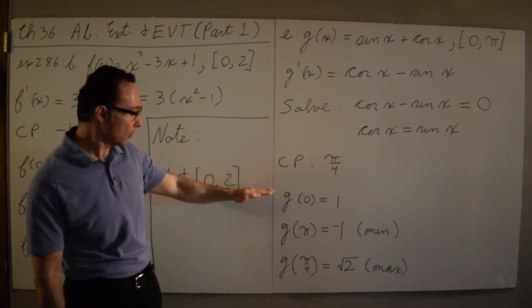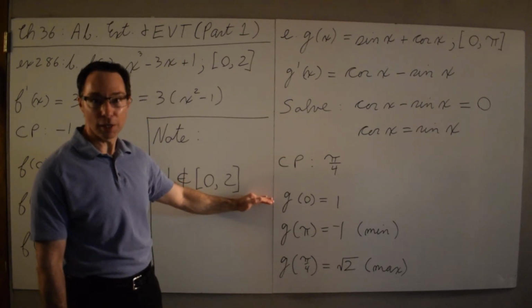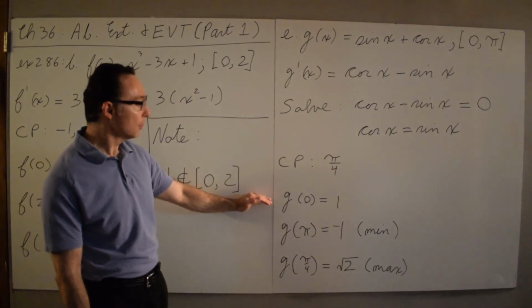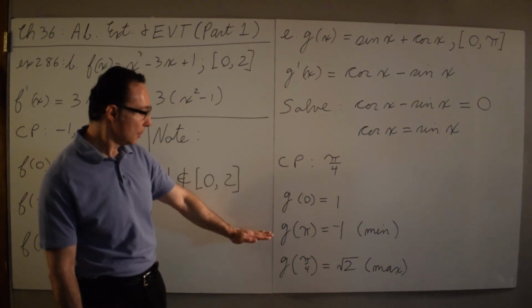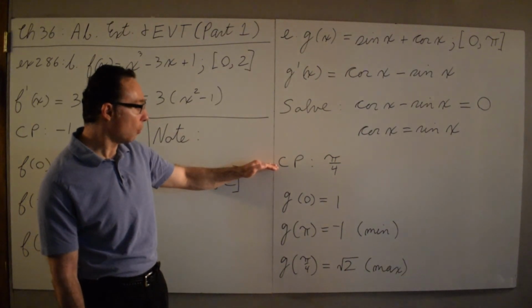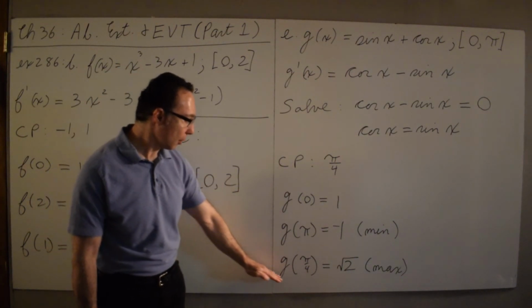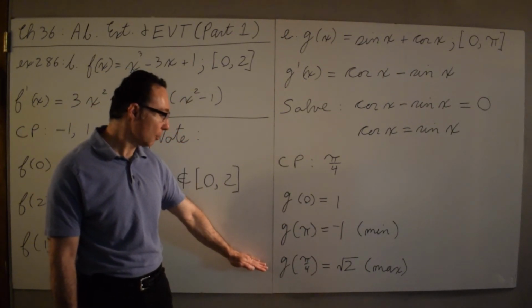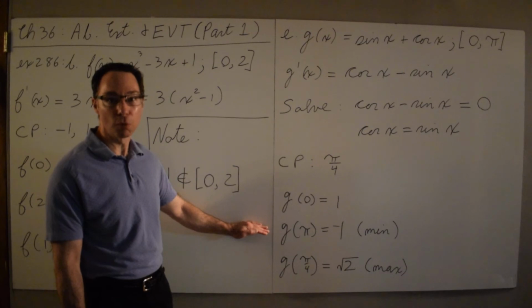So we'll test our function at the endpoints. I always start at the endpoints because those are the ones you're most likely to forget. So g of 0 is 1. g of pi is negative 1. Then we test our critical point. g of pi over 4 is square root of 2. So we have a max of square root of 2 at pi over 4, and we have a min of negative 1 at pi.